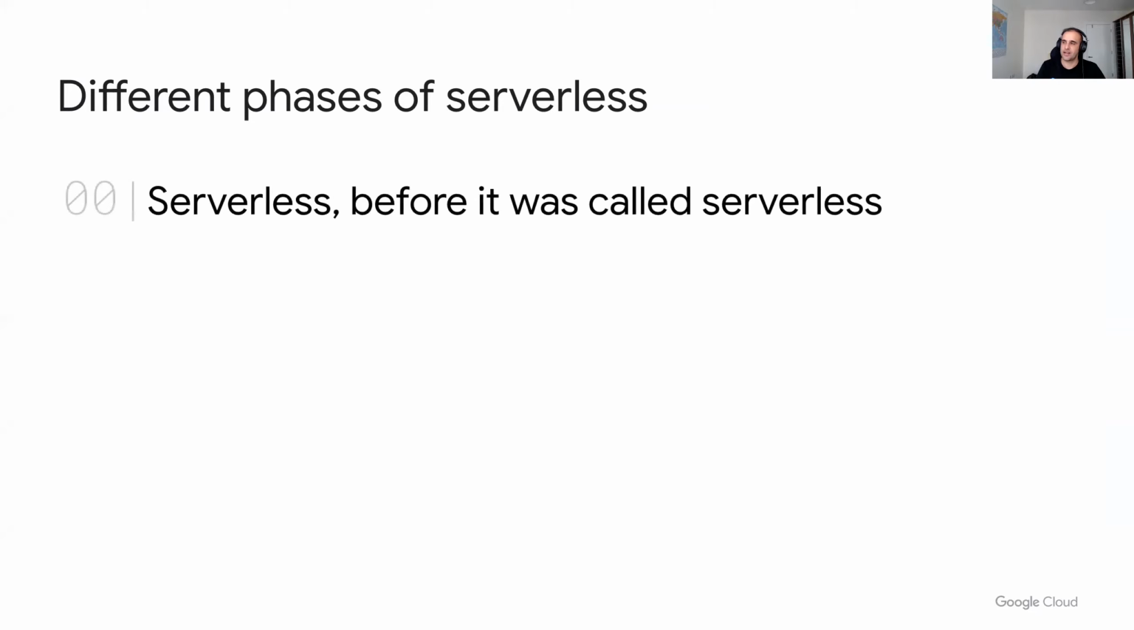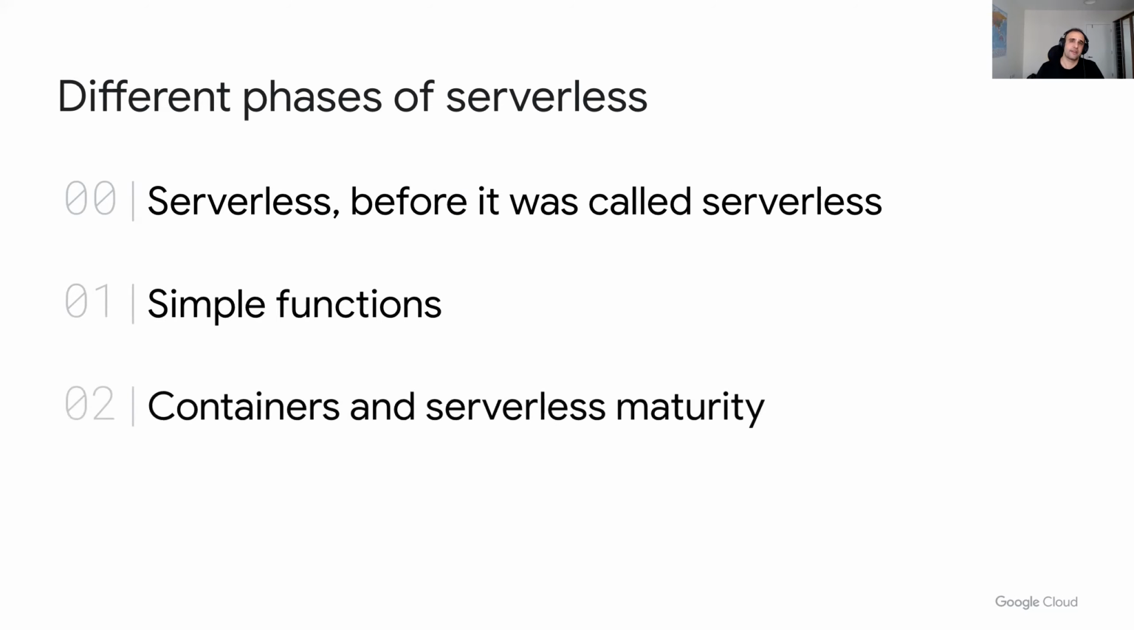The first phase, and I call this the 0th phase, is what I call serverless before it was called serverless. I think we had serverless for a long time, but we just didn't call it that. So I just want to look at that briefly so that we can capture that. Then afterwards, we started having simple functions like AWS Lambda, Google Cloud Functions, and Azure Functions that kind of started this term serverless. Then afterwards, we started having containers coming into the picture and running containers in a serverless way.